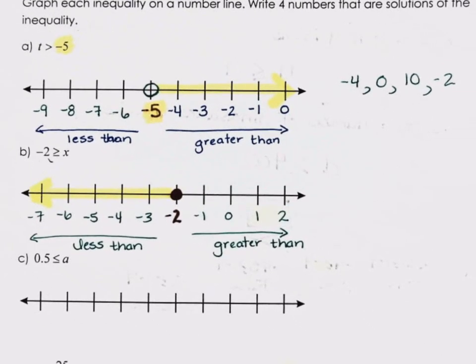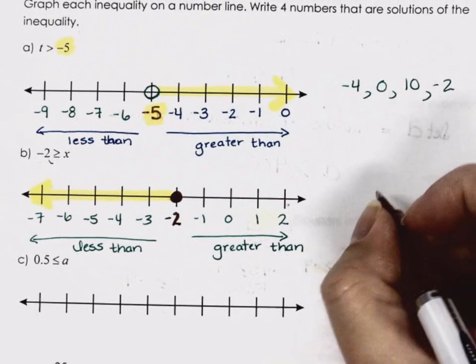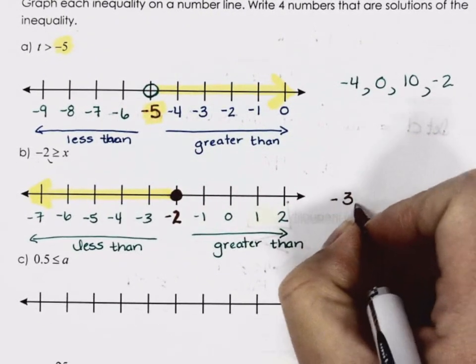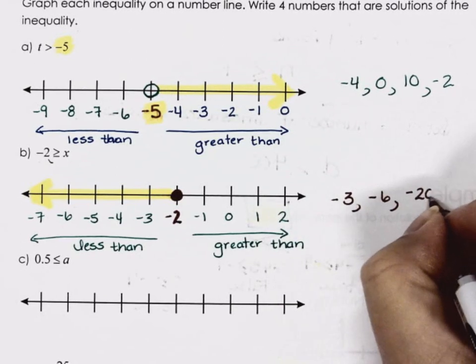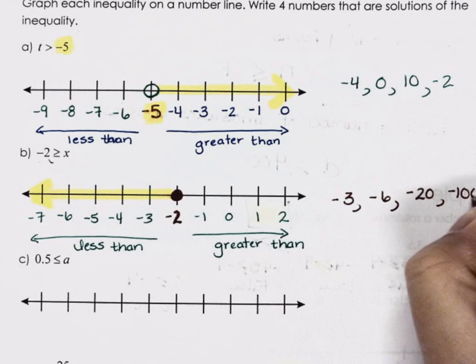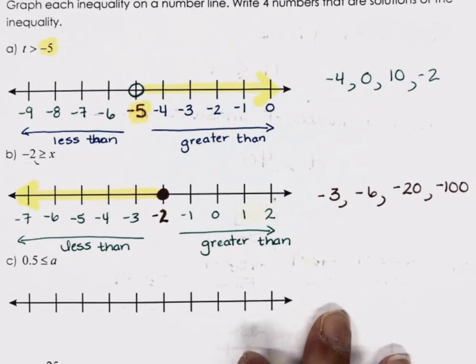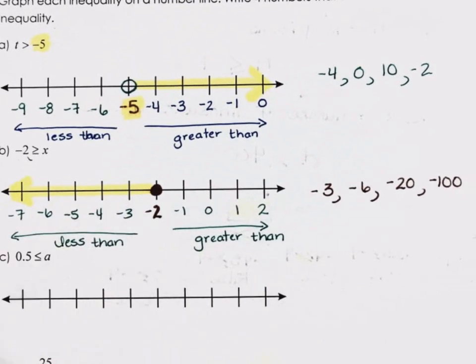So if I were to pick some values that are less than -2, I might pick -3, -6, -20, -100. I could do those. Or I could just pick the ones that are stated right on the number line. Either way, that will work.